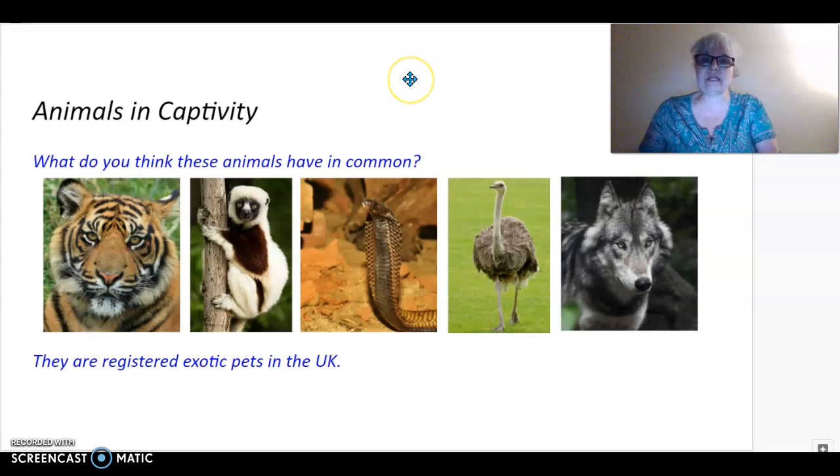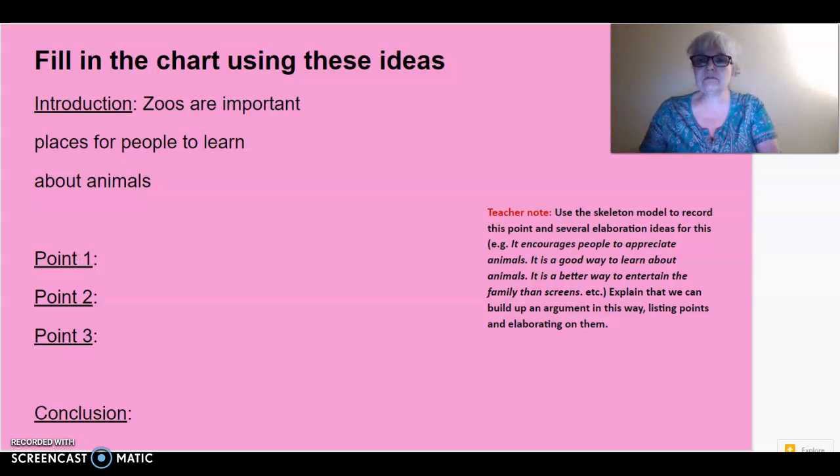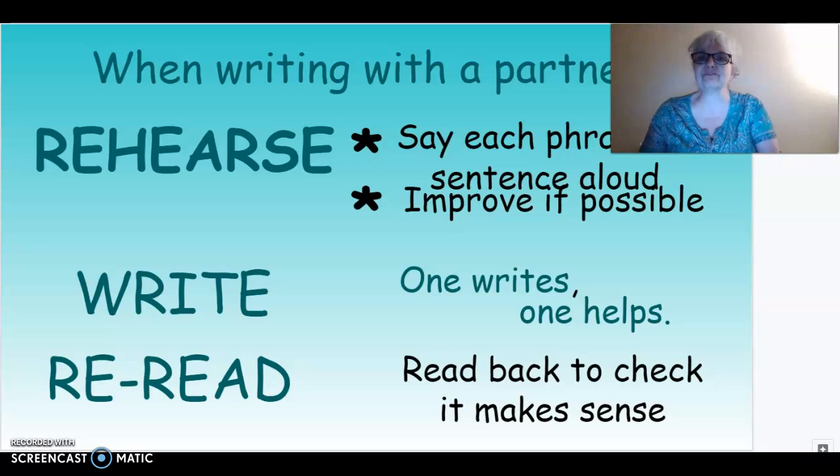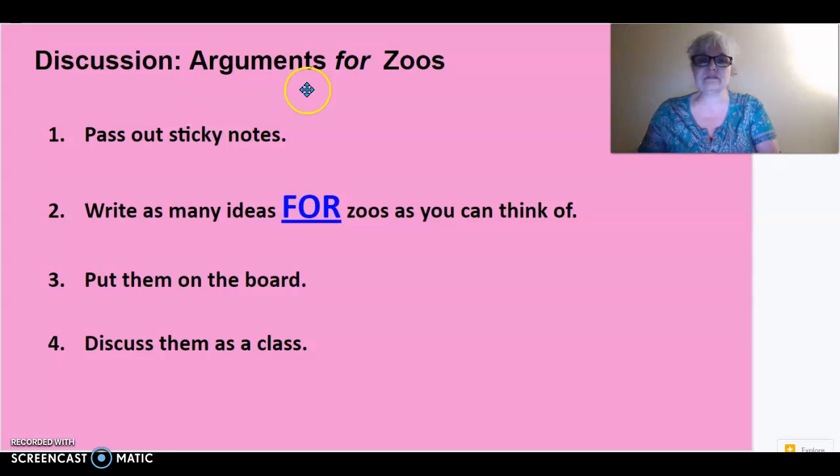All right, now animals in captivity. I'm about to lose my video here, so I think we'll stop right there for now. You are going to be working on these ideas so you can finish this, and then tomorrow you'll get to the next video. If you happen to finish, the video will be ready and you can start it whenever you're done with this particular activity.